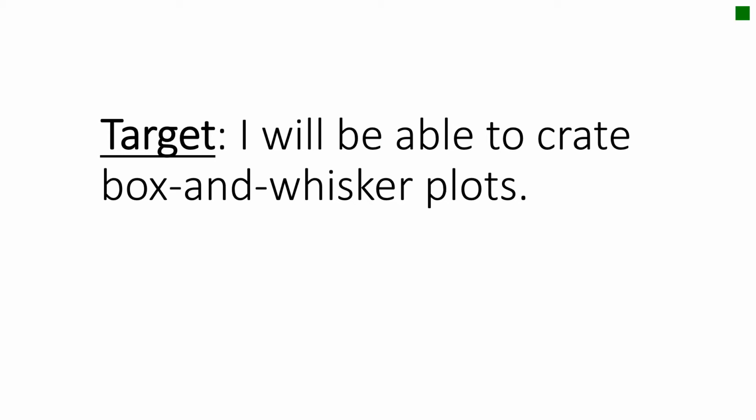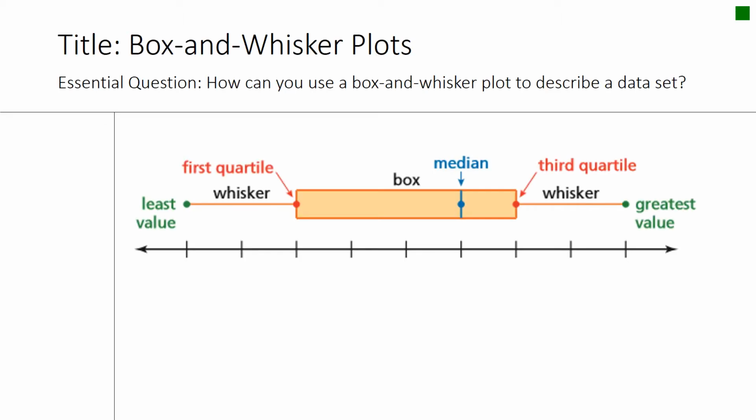Good evening, guys. Today we're going to talk about box and whisker plots, which goes into how we are going to describe the dispersion of our data. That means how close or how far apart our data is, what our data looks like. So let's go ahead and get started on what a box and whisker plot is.